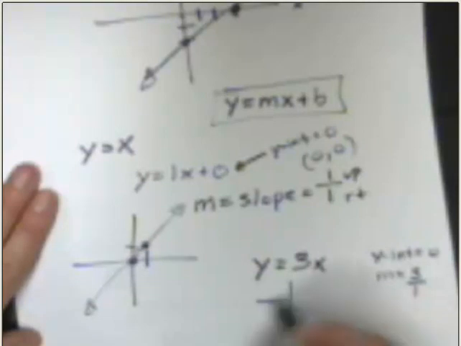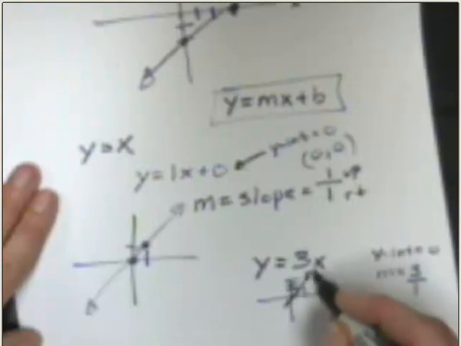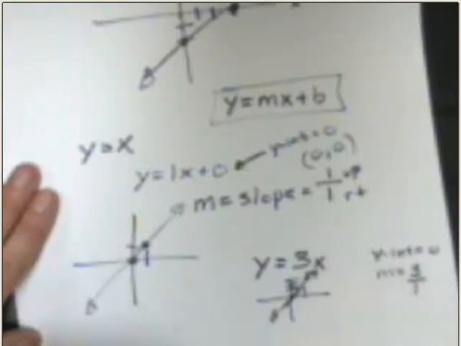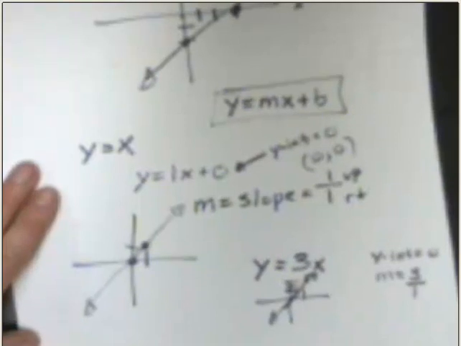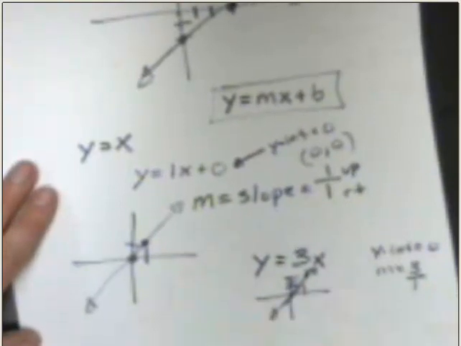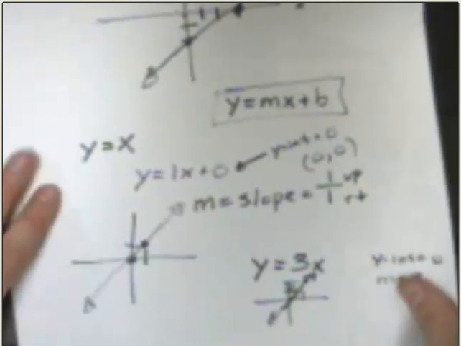Okay. So this one's just a steeper one. It goes through 0, but it goes up 3 over 1. Well, it doesn't look steep the way I drew it, but it's a very steep line. More steep than the other one, because the rise is bigger on this one than the rise on that one. Nice.